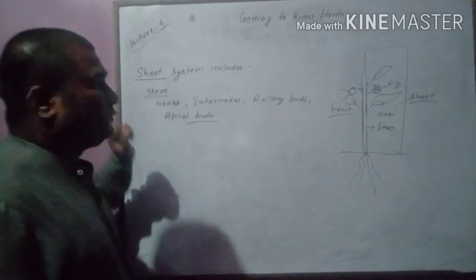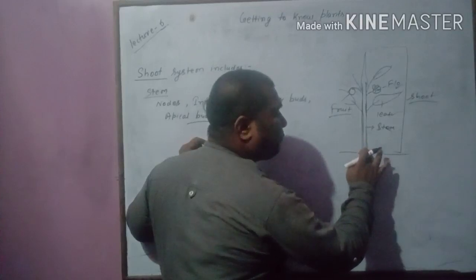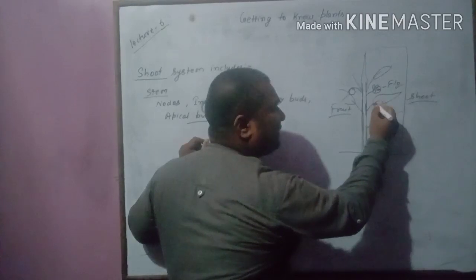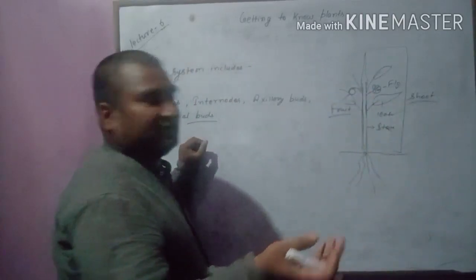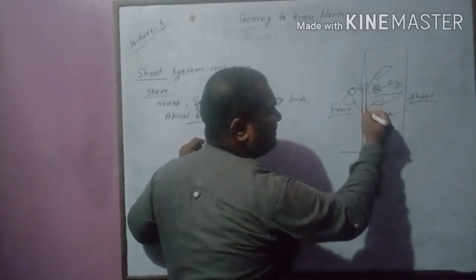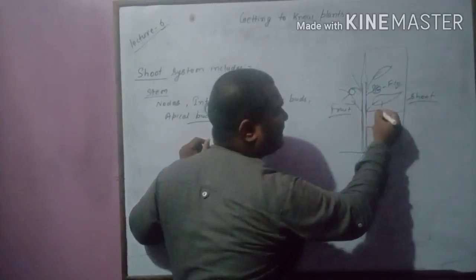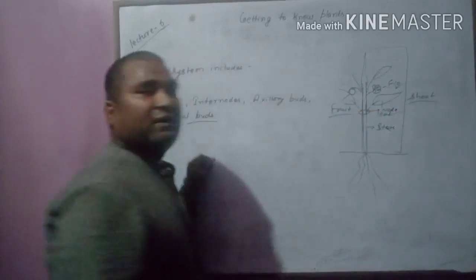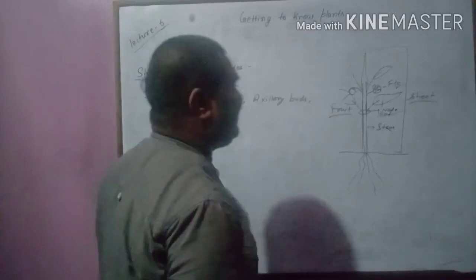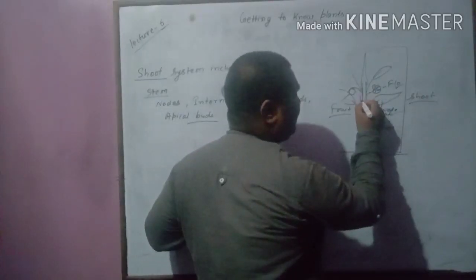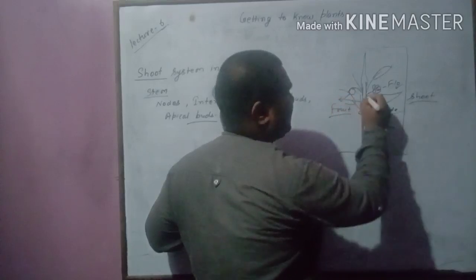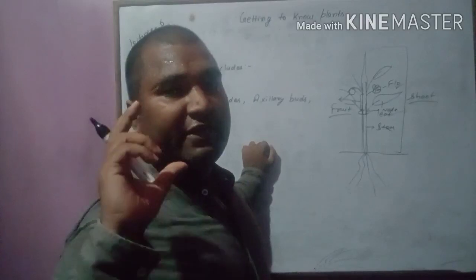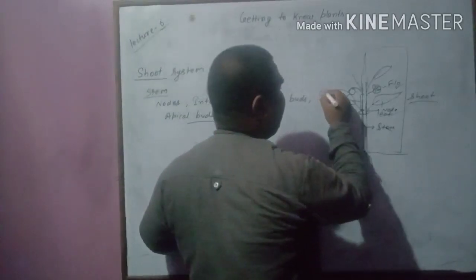So what is node? See here, the point on the stem from where the leaves originate is called node. This region is called node. What is internode? The region of the stem between two nodes is called internodes.